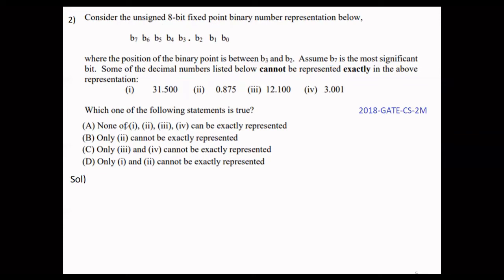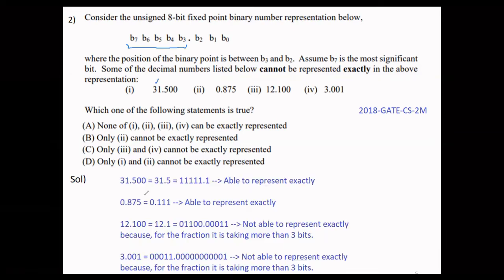Option A is given here. All the 4 options can be exactly represented. Option B is given. Only these 2 cannot be exactly represented. Option C, 3 and 4 cannot be exactly represented. Option D, only 1 and 2 cannot be exactly represented. We need to find out that one. Here 5 bits are given for the integer. That means 0 to 31 we can represent as the integer part.